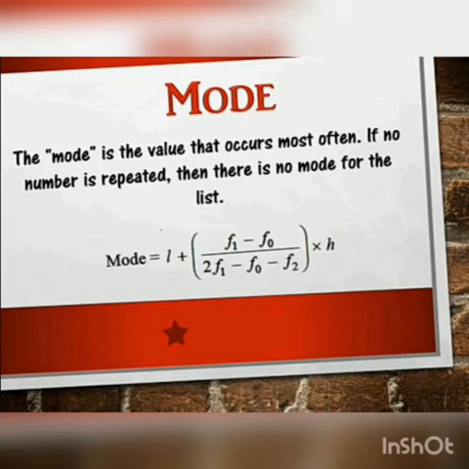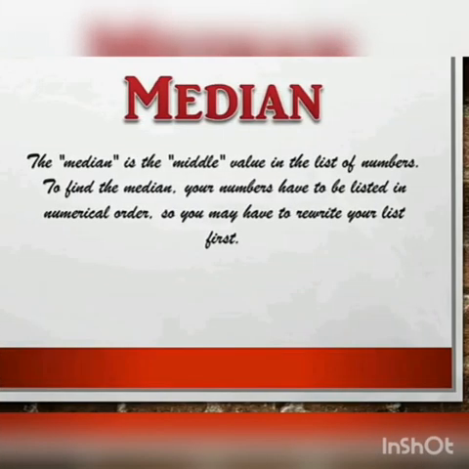We have the formula for mode, which is L plus (f1 minus f0) upon (2f1 minus f0 minus f2), into h, where L is the lower limit, h is the size of class interval, f1 is the frequency of the modal class, f0 is the frequency of the class preceding the modal class, and f2 is the frequency of the class succeeding the modal class.